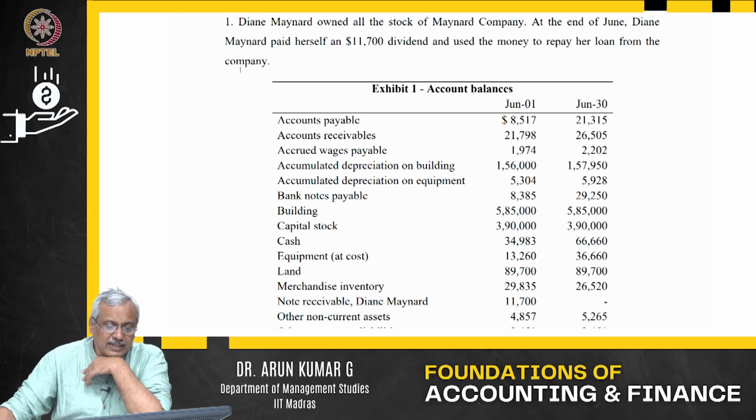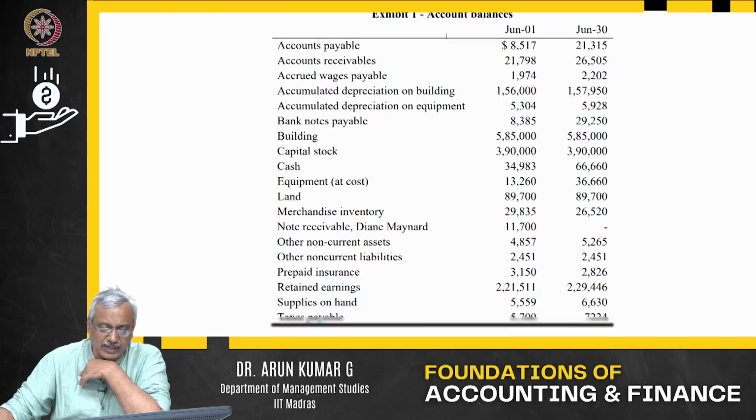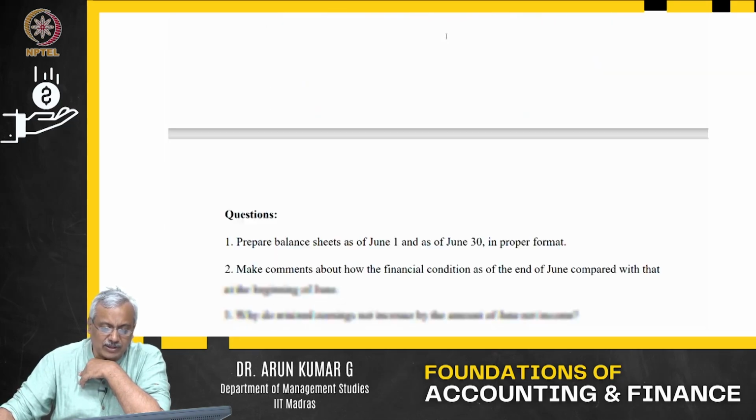The book contained the detailed record of the transactions, and from it the friend was able to copy the balances at the beginning of the month and the end of the month, as shown in exhibit 1. This is exhibit 1. It gives you the balance on 1st of June and the balance on 30th of June. Dan Maynard owned all the stock of Maynard Company. At the end of June, Dan Maynard paid herself $11,700 as dividend and used the money to repay her loan from the company. That is fine, and these are all the balances.